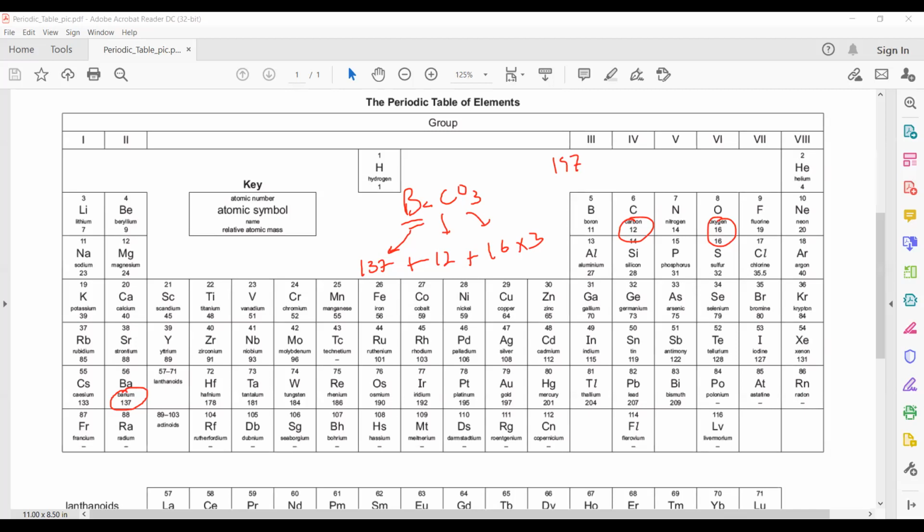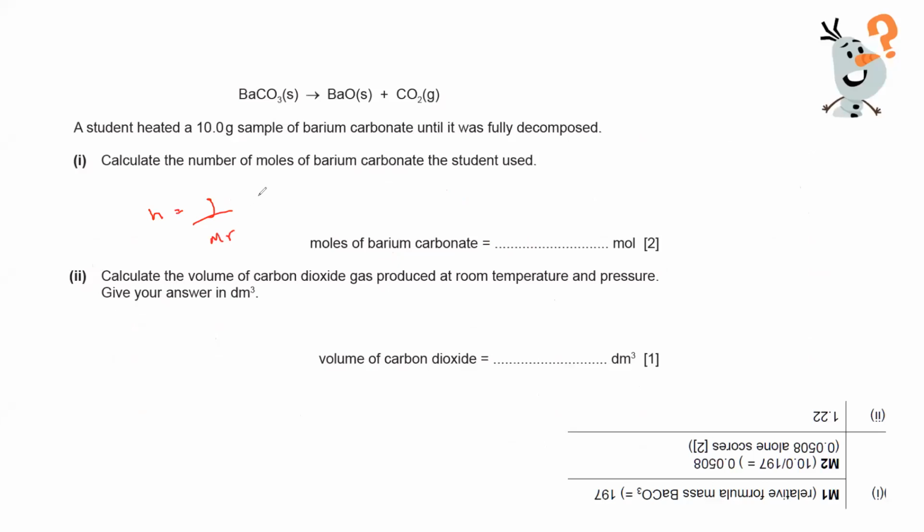So how do we get the answer? The formula is moles equal mass in gram divided by molar mass. Mass in gram is 10 and molar mass is 197. So how many moles do we get? We'll get 0.0508 moles of barium carbonate. Is it clear? Is this part clear, the number of moles of barium carbonate? Anyone having a doubt in the first part? Yes, Abdullah.